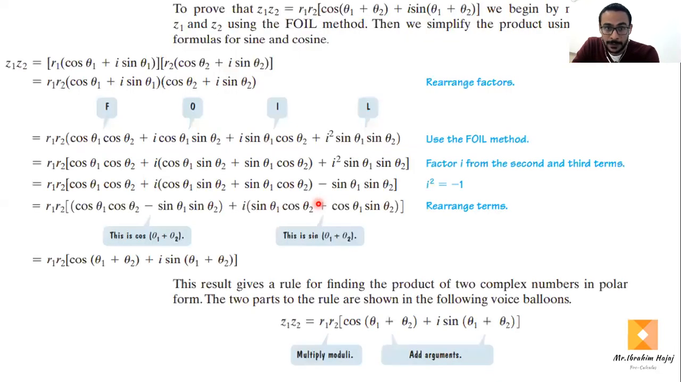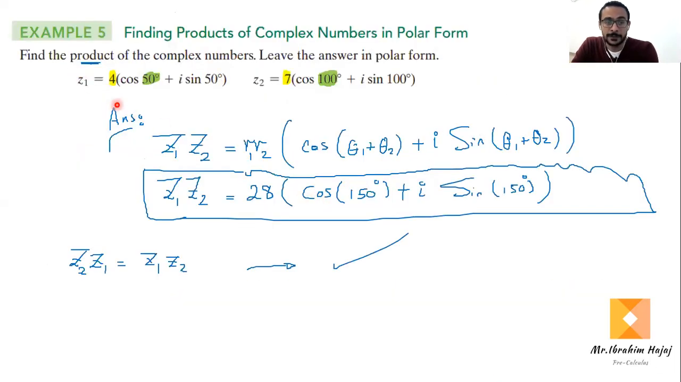For example, if z1 equals 4 into cosine 50 plus i sine 50, and the second complex number z2 equals 7 into cosine 100 plus i sine 100, Z1 times Z2, the product of these two complex numbers, equals 4 times 7, 28, open parentheses, cosine, add the angles, 50 plus 100 is 150 degrees, plus i sine 150 degrees.